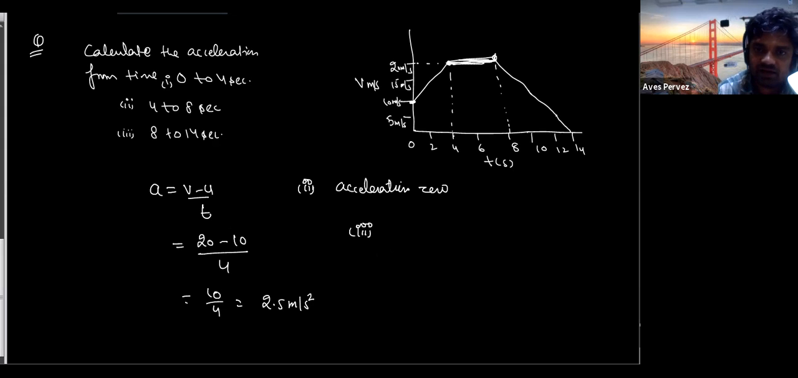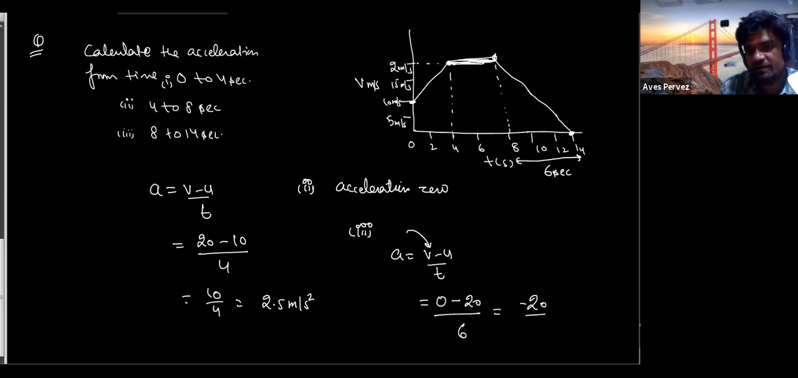Okay, let's check. Here a is equal to (v minus u) by t. What is the value of v? The final velocity v is 0. When this comes, this is the final velocity, and this is 0, minus the initial velocity 20, upon the time from 8 to 14, which is just 6 seconds. So you have to write 6 seconds here. So you can write minus 20 divided by 6, that is minus 10 by 3.